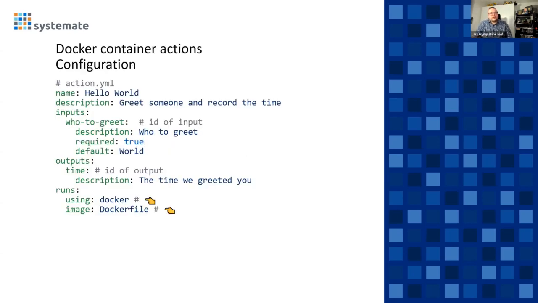This is what it looks like. It has the name and a description, input parameter, output parameter, and then the final part is the important bit. So we're saying using Docker, and then we're specifying a path to the Docker file. And then GitHub kind of does the rest of the work for us. It spins up the Docker file and maps these inputs and expects some output to be created by the container itself.